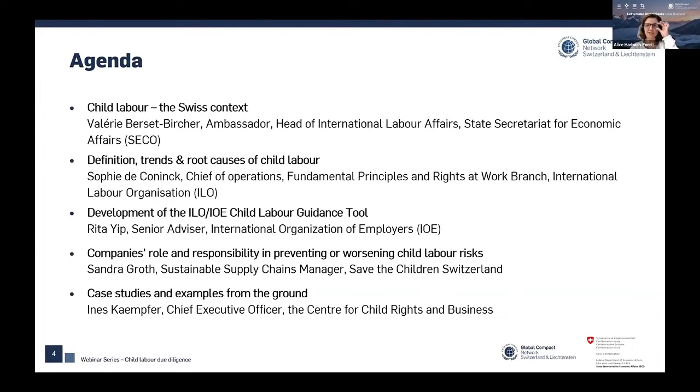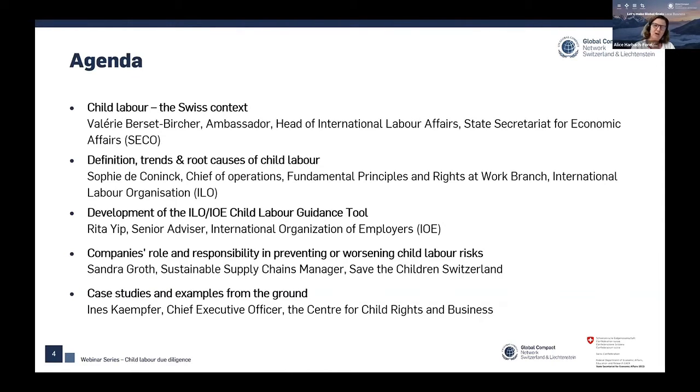We will go on with a presentation by Sophie de Konink. She is Chief of Operations, Fundamental Principles and Rights at Work branch at the International Labour Organization. Sophie will explain the current definition, trends, and root causes of child labor. This will be followed by a presentation by Rita Yip. She's a Senior Advisor, International Organization of Employers. Rita Yip will provide us insight into the ILO/IOE Child Labor Guidance Tool and why the tool was developed.